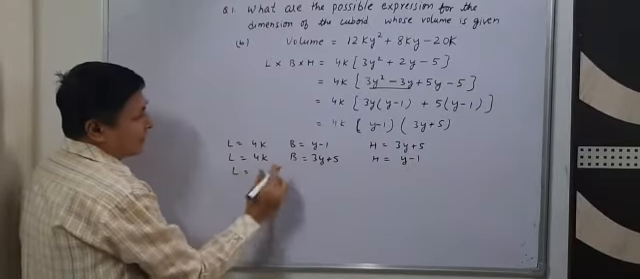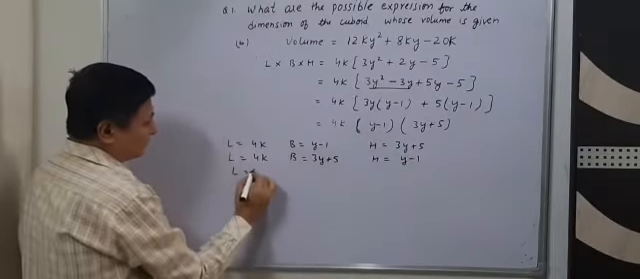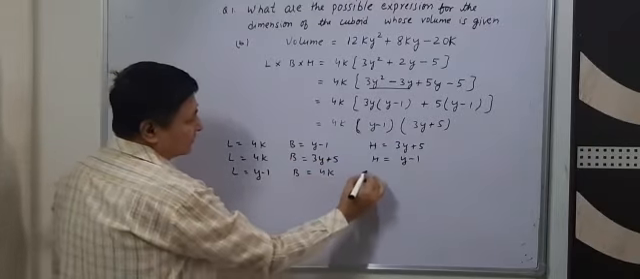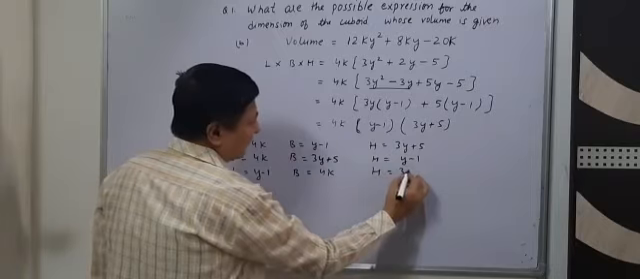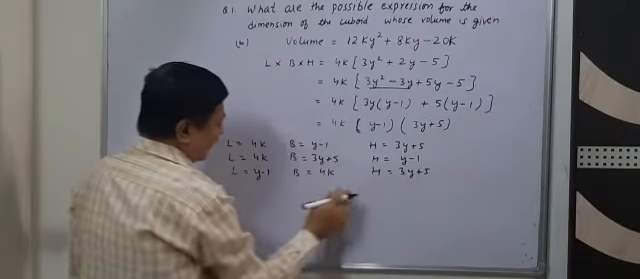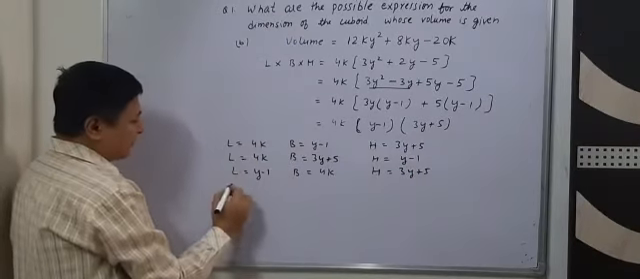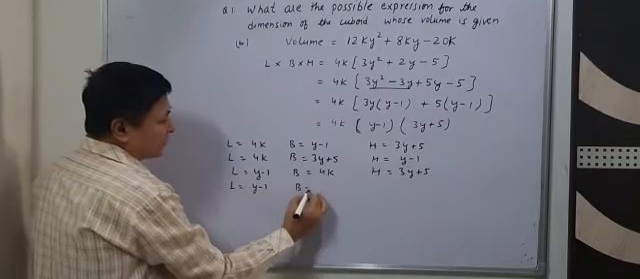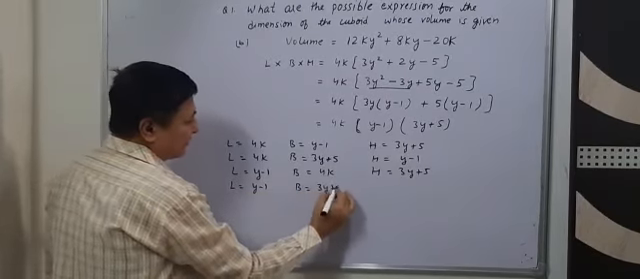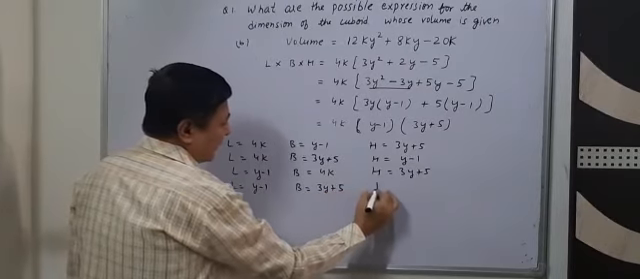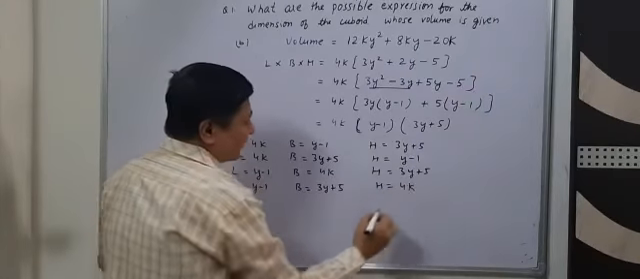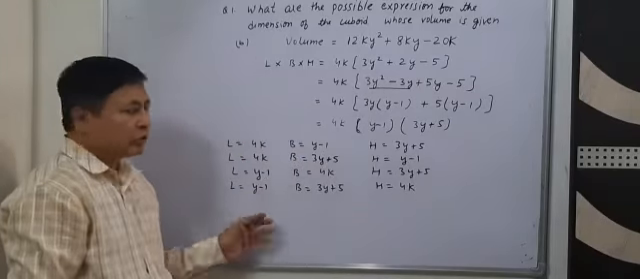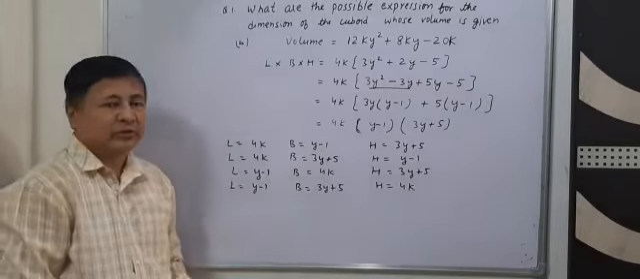If I take length as y minus 1 and breadth as 4k, then height will become 3y plus 5. But here I can change the order: L equals y minus 1, breadth equals 3y plus 5 and height equals 4k. Now likewise you can change one more, we can get 2 more possible expressions that you can do yourself.